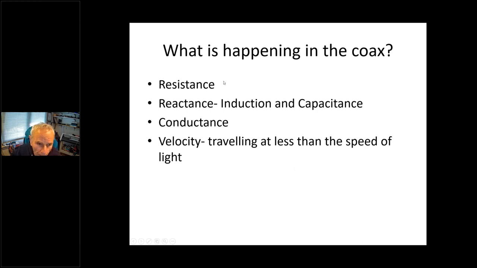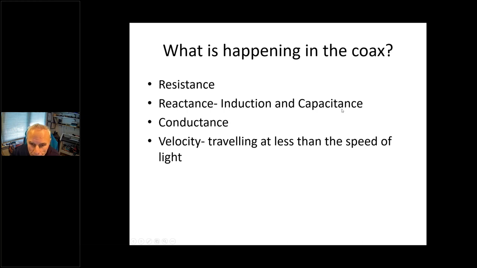Now, what's happening inside the coaxial cable? We have resistance. We spoke about that. That's the wire. Now we have what's called reactance. Reactance is what happens to an inductor in an AC circuit. It's fighting the flow of electricity.